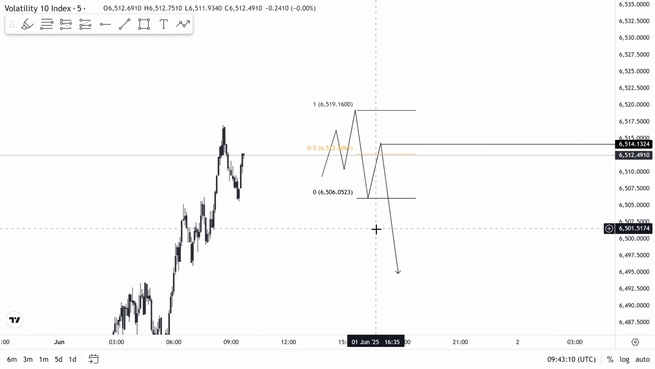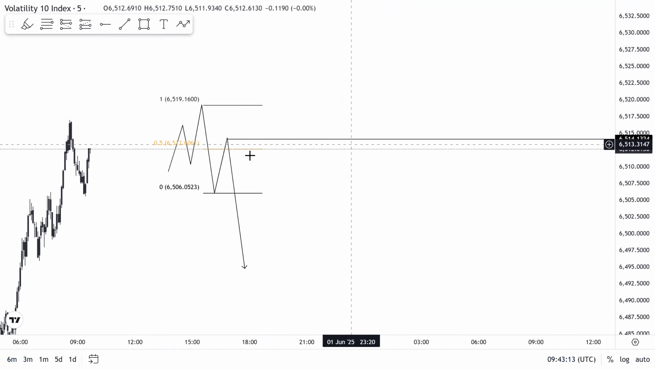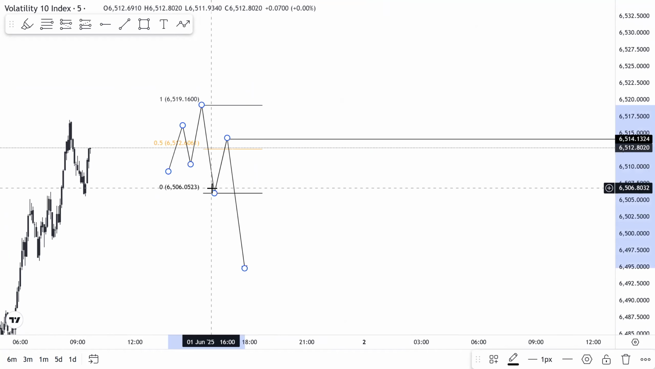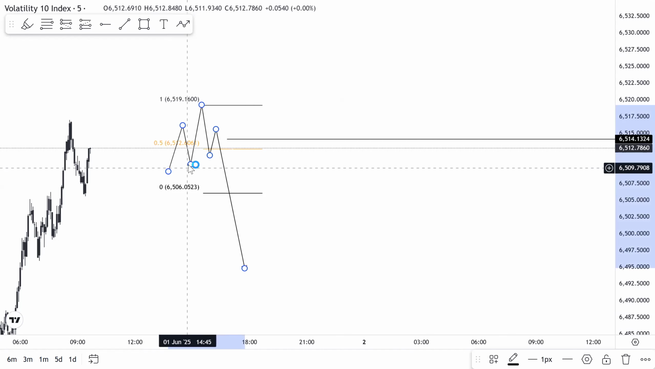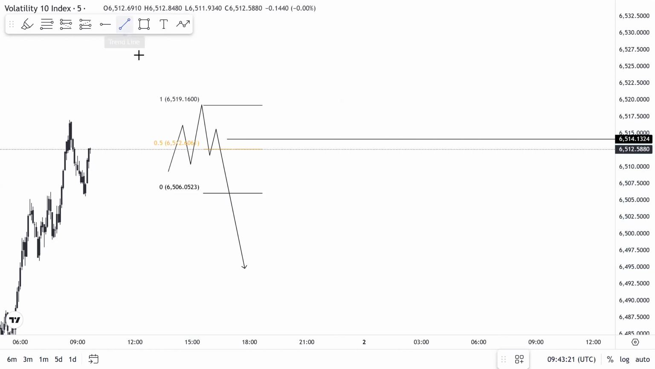Now, this is our scenario one. Our scenario two is what? The market creates the structural liquidity before the break of structure. You can see that this is our BOS here. So the market creates this before the break of structure.